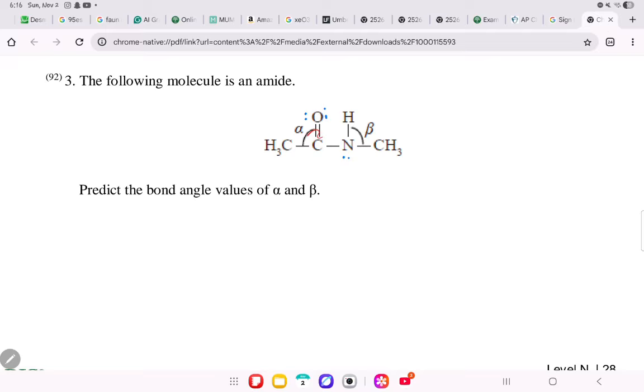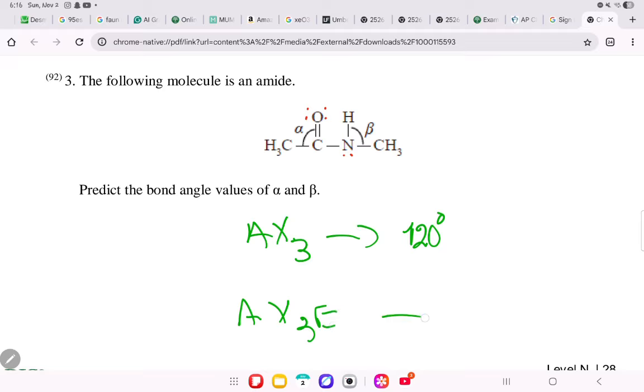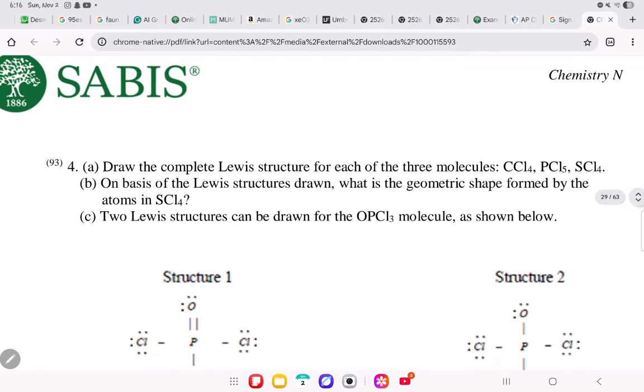Now we will focus on the central atoms. Over here, this is our carbon, the central atom, and this is our nitrogen, the central atom, okay? So for the carbon, it has 3 surrounding atoms, but it does not have any lone pairs. So we'll say that this is AX3, and AX3 is trigonal planar, and the angle is 120 degrees. For N, we have 3 surrounding atoms and 1 lone pair, so that's AX3E. AX3E is trigonal pyramidal, and the angles are slightly less than 109.5 degrees. That's it for question number 3. We'll move on to question number 4.